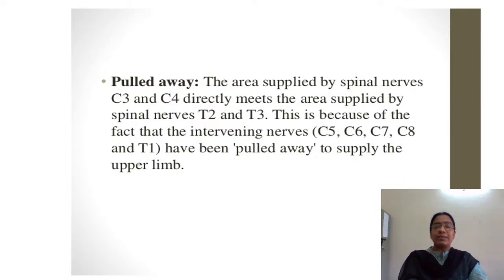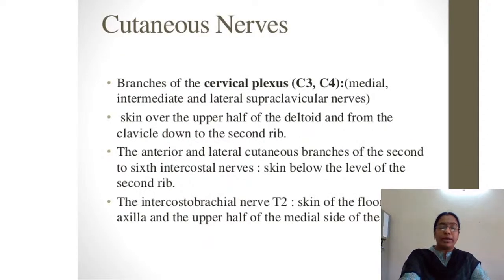These intervening nerves are pulled away to supply the whole of the upper limb, preaxial and postaxial. There will be supply by the cutaneous nerves of C5, C6, C7, C8 and T1. These are the cutaneous nerves which are supplying the upper limb.